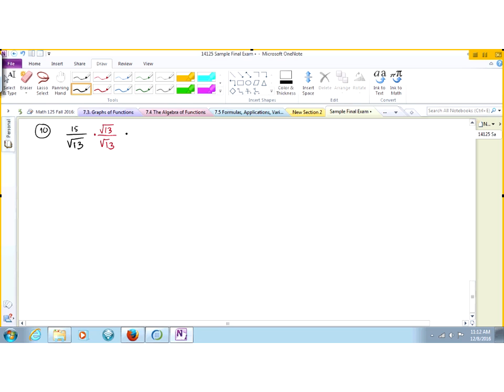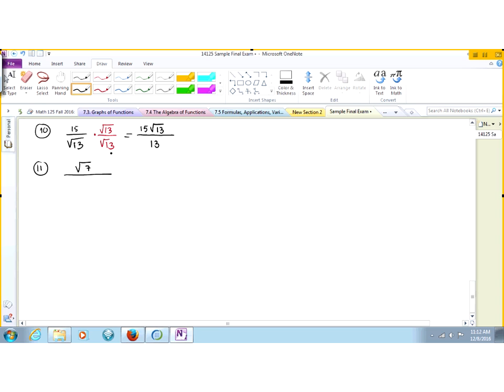By square root of 13? Yes. So this is 13. What's on top? 15 square root of 13. Yes. Finish. There is no more simplification needed.